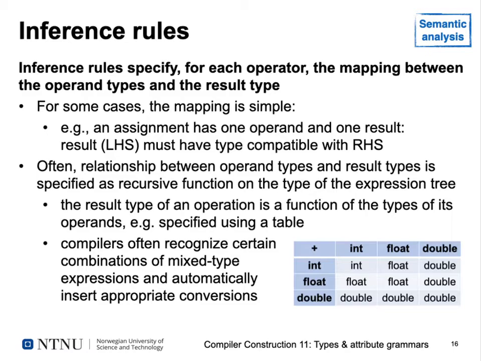Very often, the relationship between operand types and result types is specified as a recursive function on the type of the expression tree that we have generated in our parser here. So the result type of such an operation is a function of the type of its operands, and this can be, for example, specified simply using a table like that one here. So we can say if we add two integers, we've seen examples for this before, we obtain an integer. If we add an int and a float, we promote this and get a float. An integer plus a double gets a double. A float plus a double should not lose precision, so we get a double, and so on and so forth.